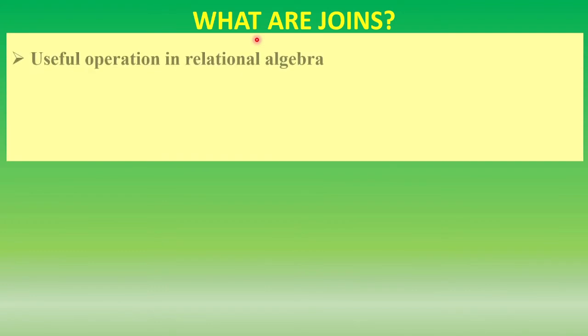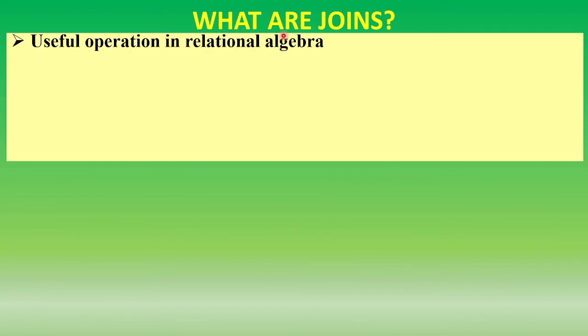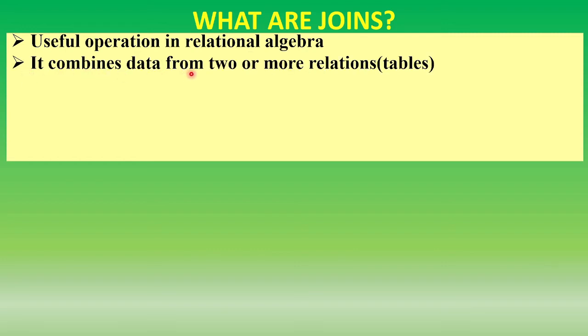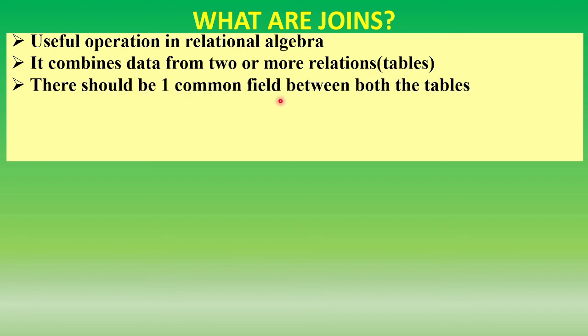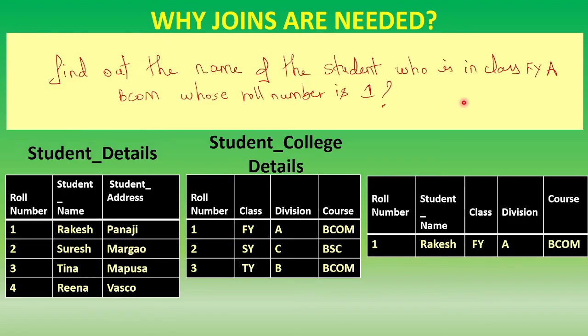So what are joins? It is a useful operation in the relational algebra inside our database management system. It combines data from 2 or more relations, that is, tables. There should be one common field between both the tables. As I just told you, in both these tables the roll number field was common. There has to be one common field, otherwise there is no way you can combine both the tables. On the basis of that only can you combine the tables.